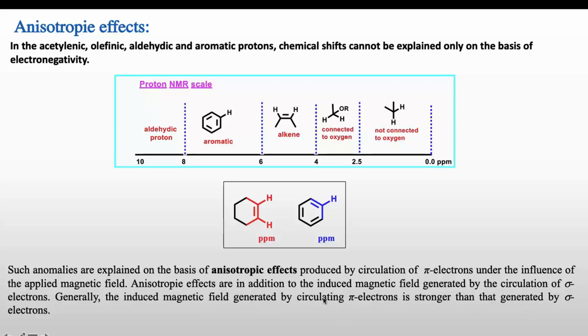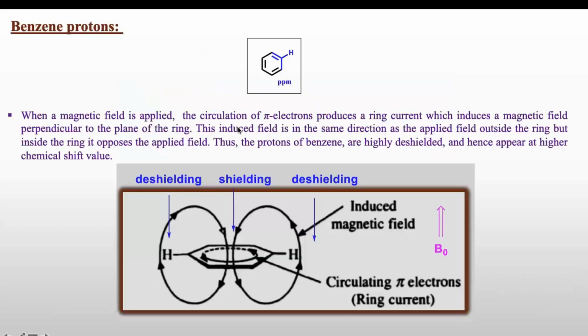So that means that's the magnetic field generated by the pi electrons, which plays the role of increasing the chemical shift value of these groups. Now we will see how these pi electrons increase the chemical shift value of benzene protons. Benzene protons appear around 7.27 ppm.